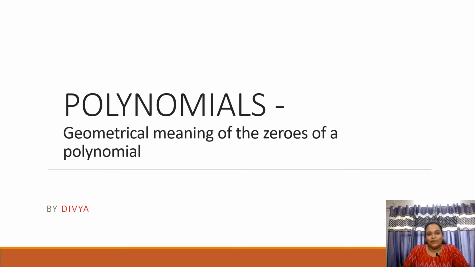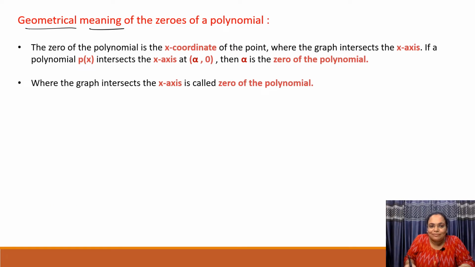In today's video, we will see the geometrical meaning of a zero of a polynomial. Geometrical meaning of a zero of a polynomial. So if you want to plot a graph, we need x and y coordinates. So to plot a graph, we require x and y coordinates.